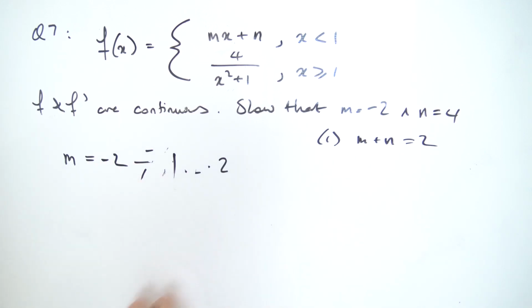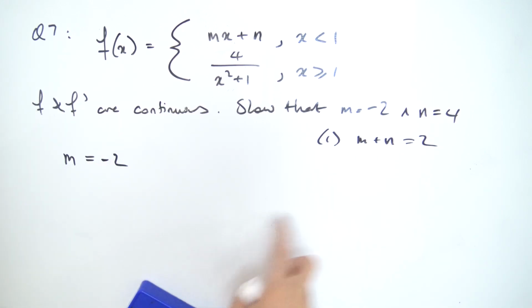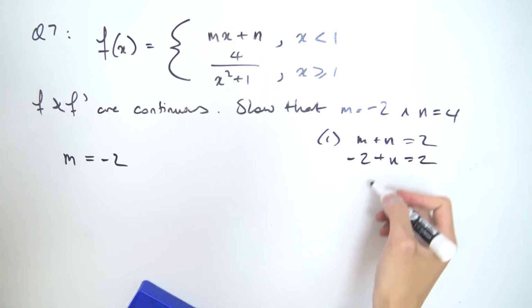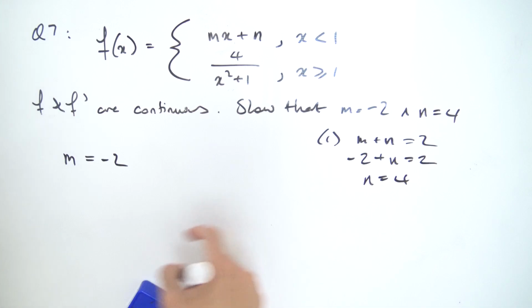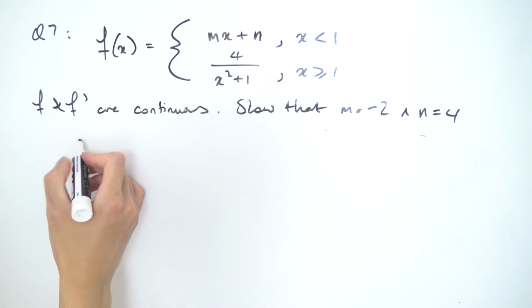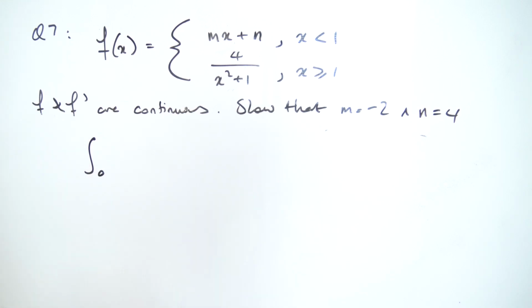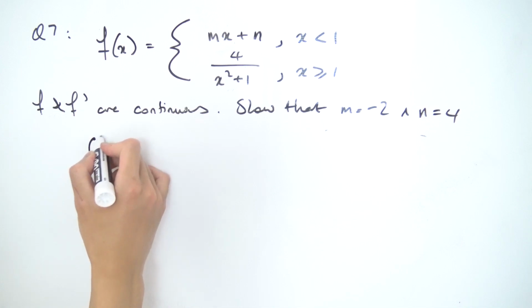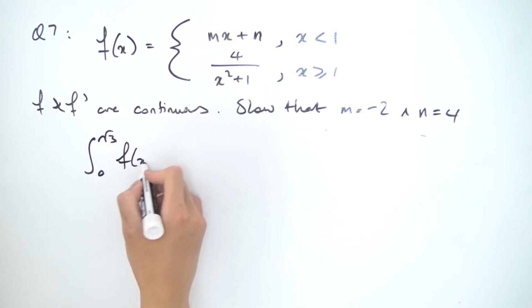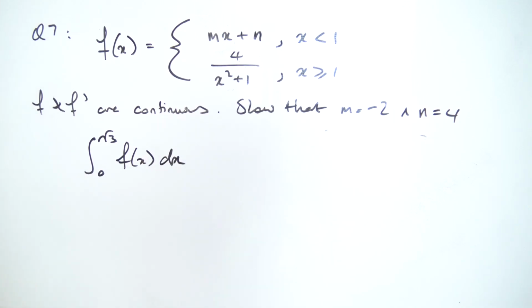So if m is equal to minus 2, then if we look back on this equation, minus 2 plus n is equal to 2, which means that n is equal to 4. So that's how you show m and n are their respective values. For the next part of this question, we're asked to evaluate the integral from 0 to square root of 3 of our function f of x dx.